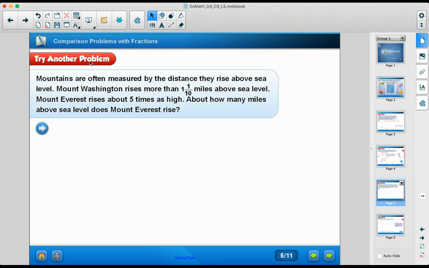Try another problem. Mountains are often measured by the distance they rise above sea level. Mount Washington rises more than 1 1/10 miles above sea level. So Mount Washington rises 1 1/10 miles above sea level. Mount Everest rises about 5 times as high.